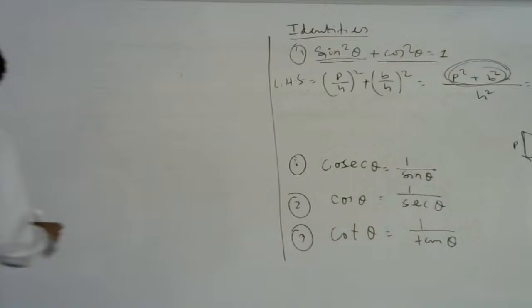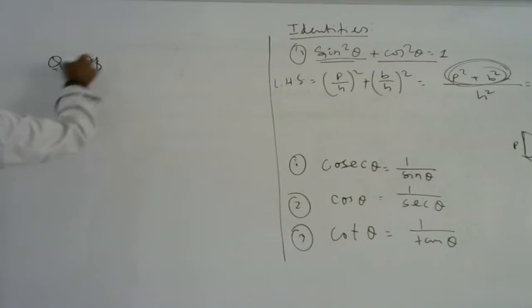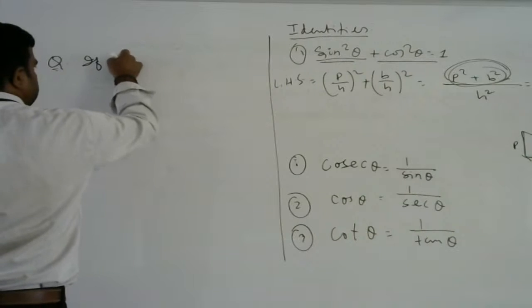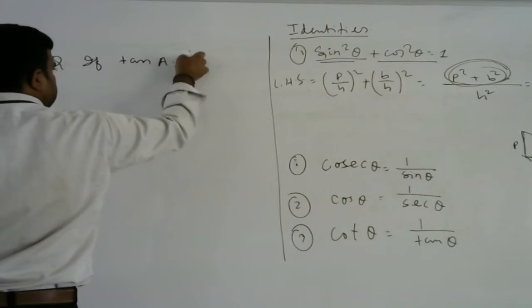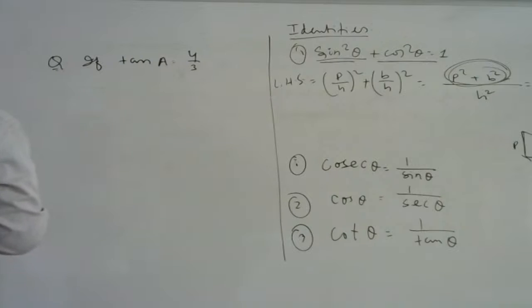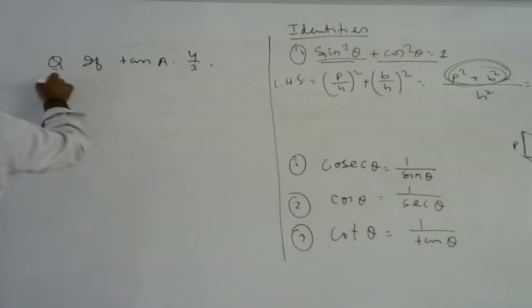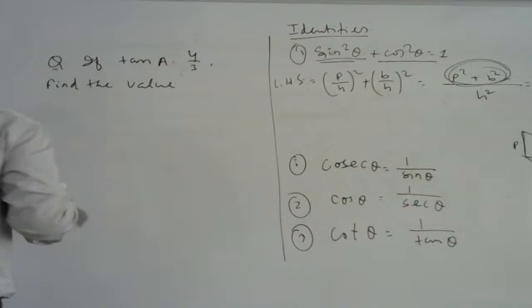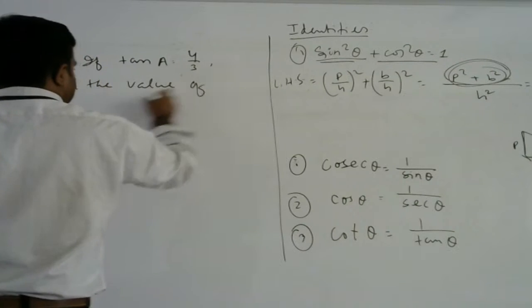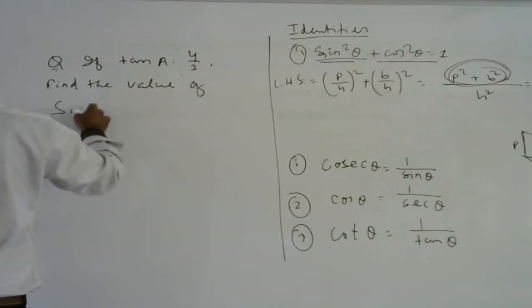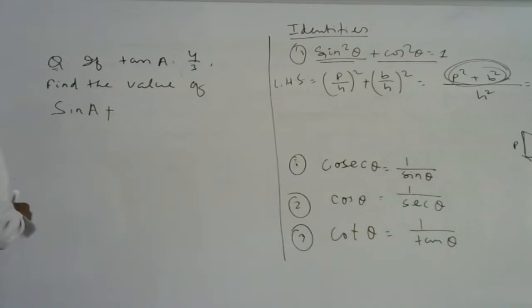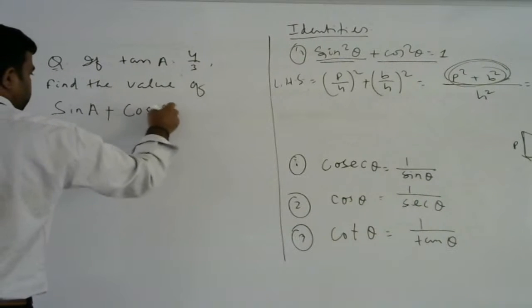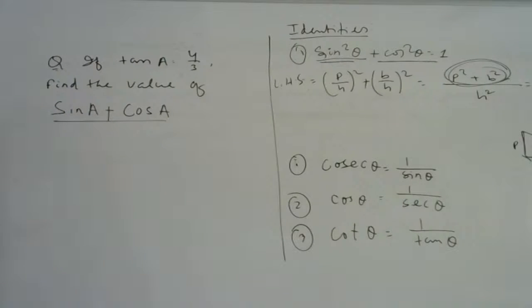The question is, if tan A equals 4 by 3, find the value of sin A plus cos A. So to find the value of sin A plus cos A, how will you do that?